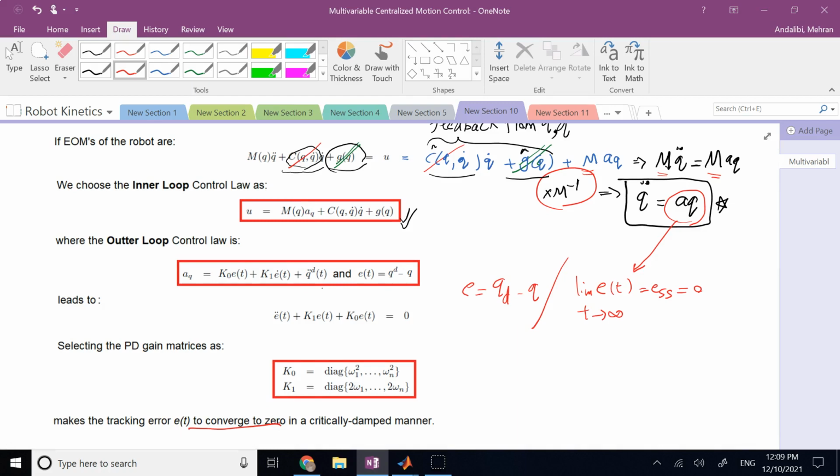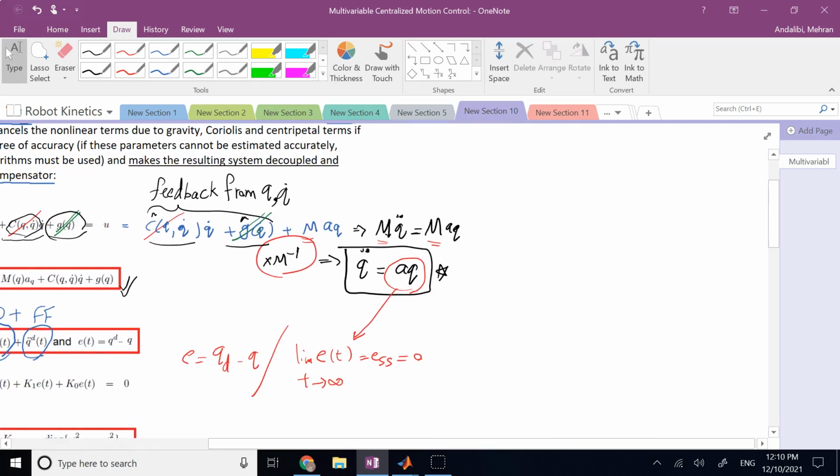Well, all I need to do is to choose my AQ to be what? A proportional term plus a derivative term. These two terms can come from your PD controller, and some feed-forward term from what? From the desired. This is the acceleration desired, the acceleration of the joint desired. If I add these, so this is your feed-forward. If I add these together, that makes life very easy for me. Why? Because take a look here.